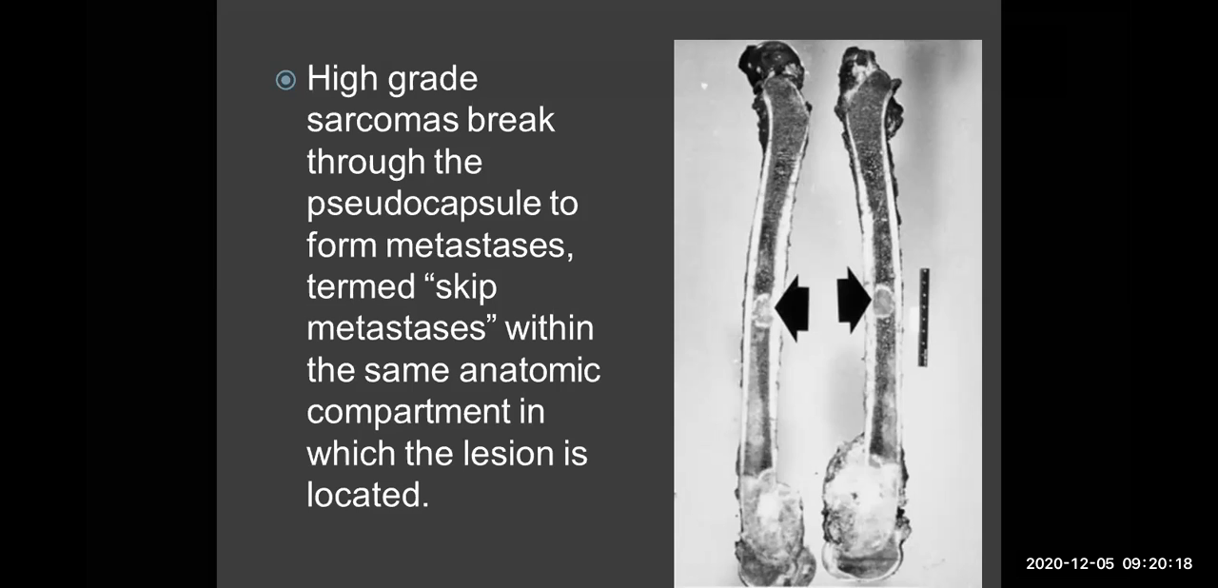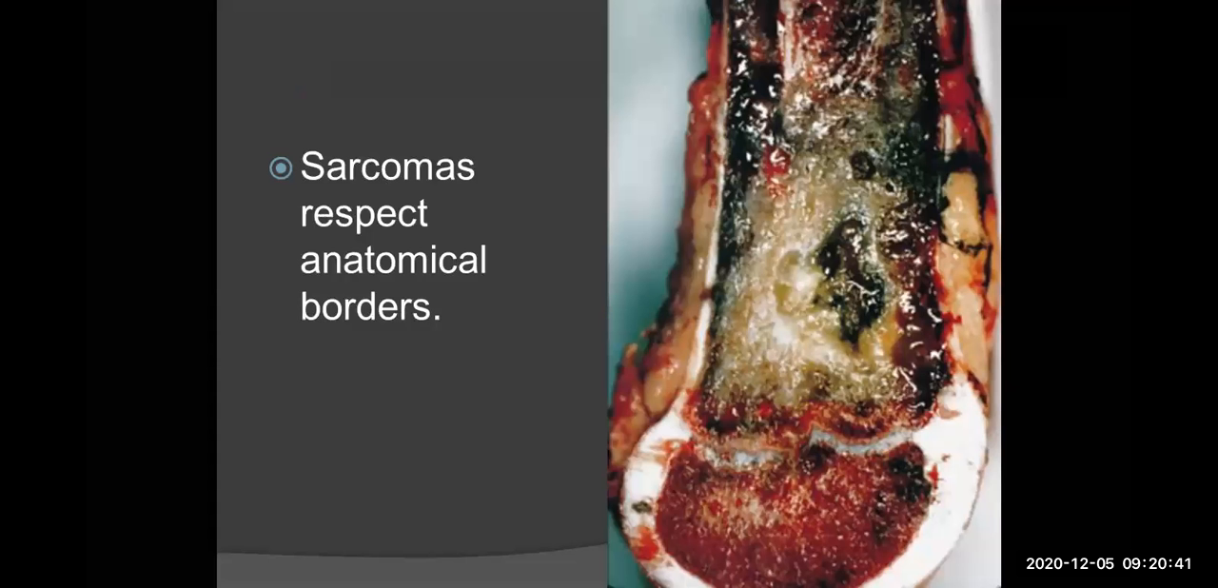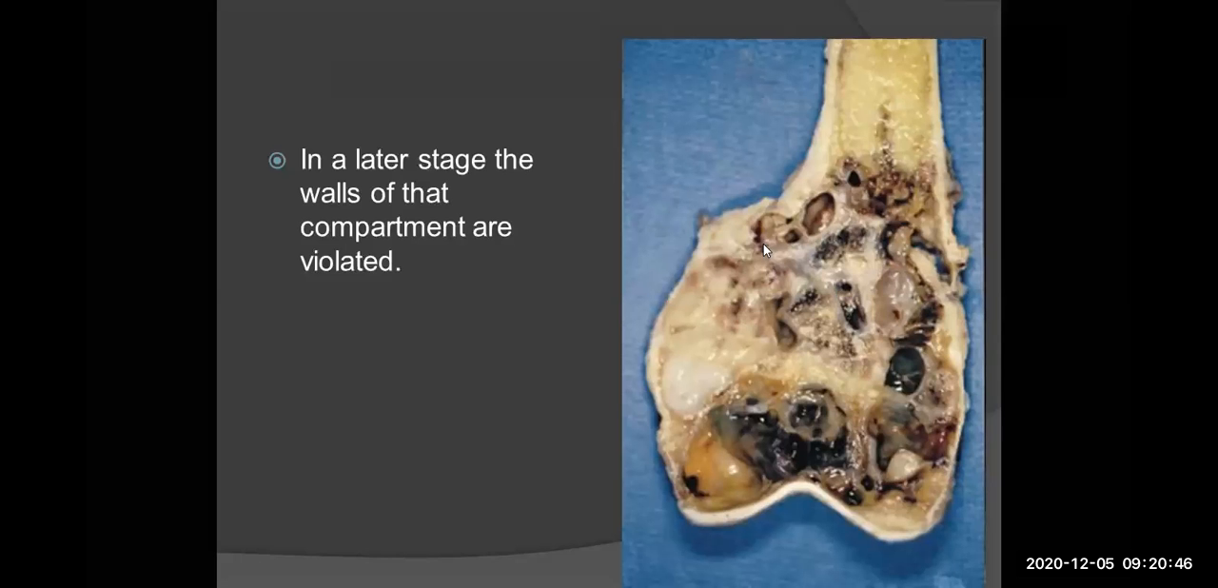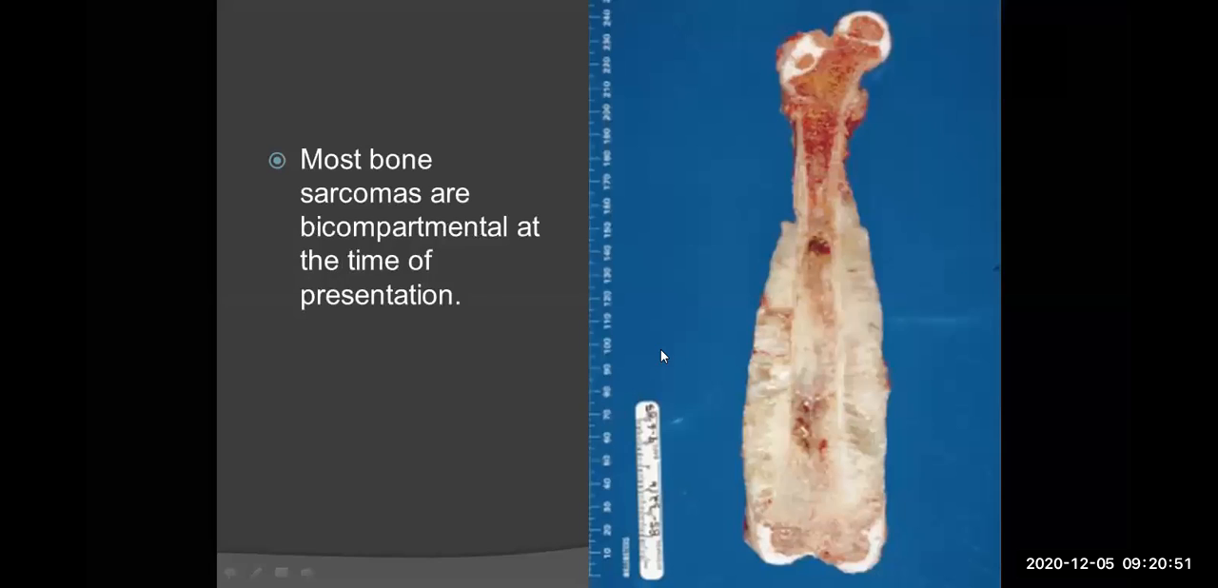So, sarcomas respect anatomical borders. This is known up to a limit. Okay? In a later stage, the walls of that compartment are violated. It starts in the center, as I said. That's why the pain precedes the mass. This is necrosis. Then it will come outside, breaking the anatomic border. Most bone sarcomas are bicompartmental at the time of presentation.